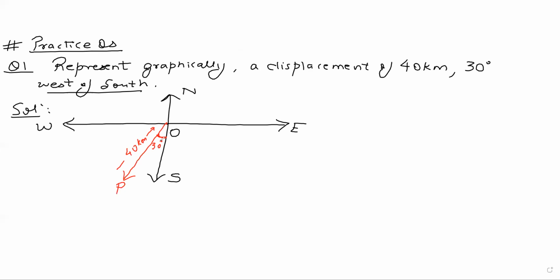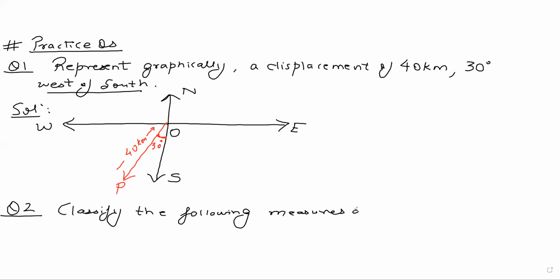So I hope all students have understood this. Okay. Moving forward to the next type of question. Now we have some simple questions where you are asked to identify whether it's a vector or a scalar. Classify the following measures as scalars and vectors.